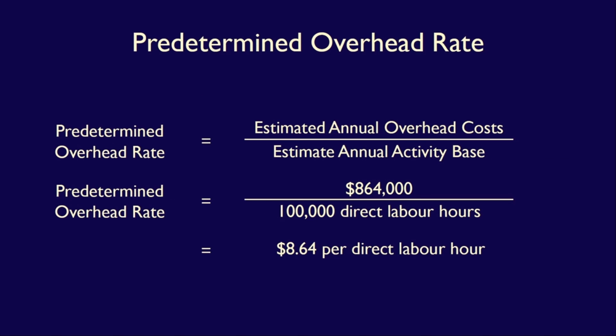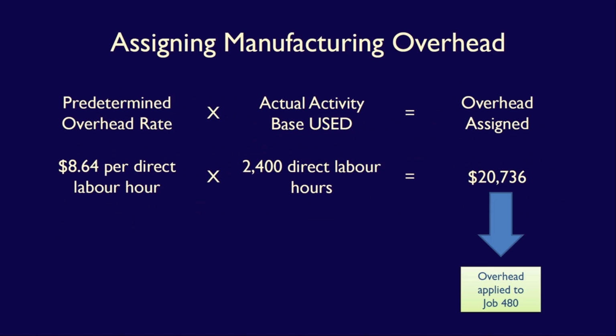First, they calculate the predetermined overhead rate, also called the plant-wide rate, by dividing total estimated annual overhead costs by the total estimated annual activity base. 864,000 divided by 100,000 direct labor hours is equal to $8.64 per direct labor hour.